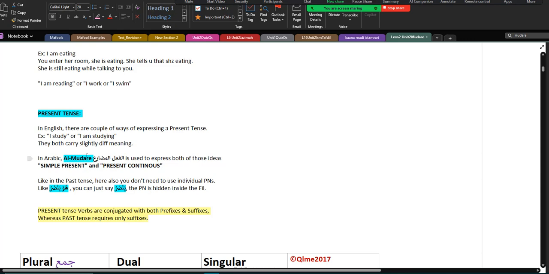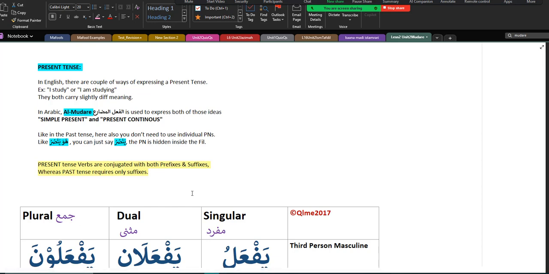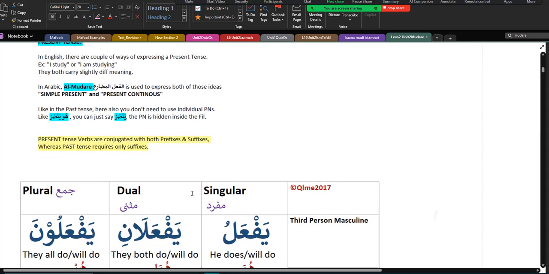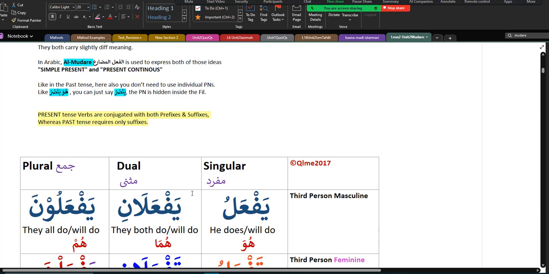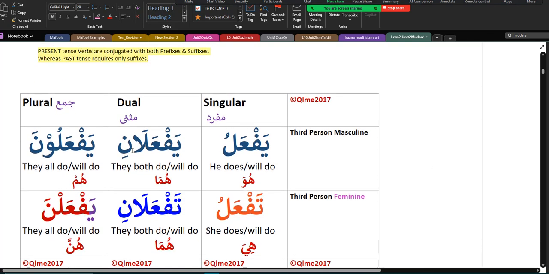Like in the past tense, here also you don't need to use individual pronouns, like instead of nasara, huwa nasara, huma nasara, you don't say that, right? But you know that huwa is already there in nasara, huma is there in nasara, hum is there in nasaru. So similarly, even in the mudare, you have the pronouns inside the fi'l. You just say yansuru and the pronoun is hidden inside the fi'l. And here we add the prefixes and the suffixes. This is the chart.